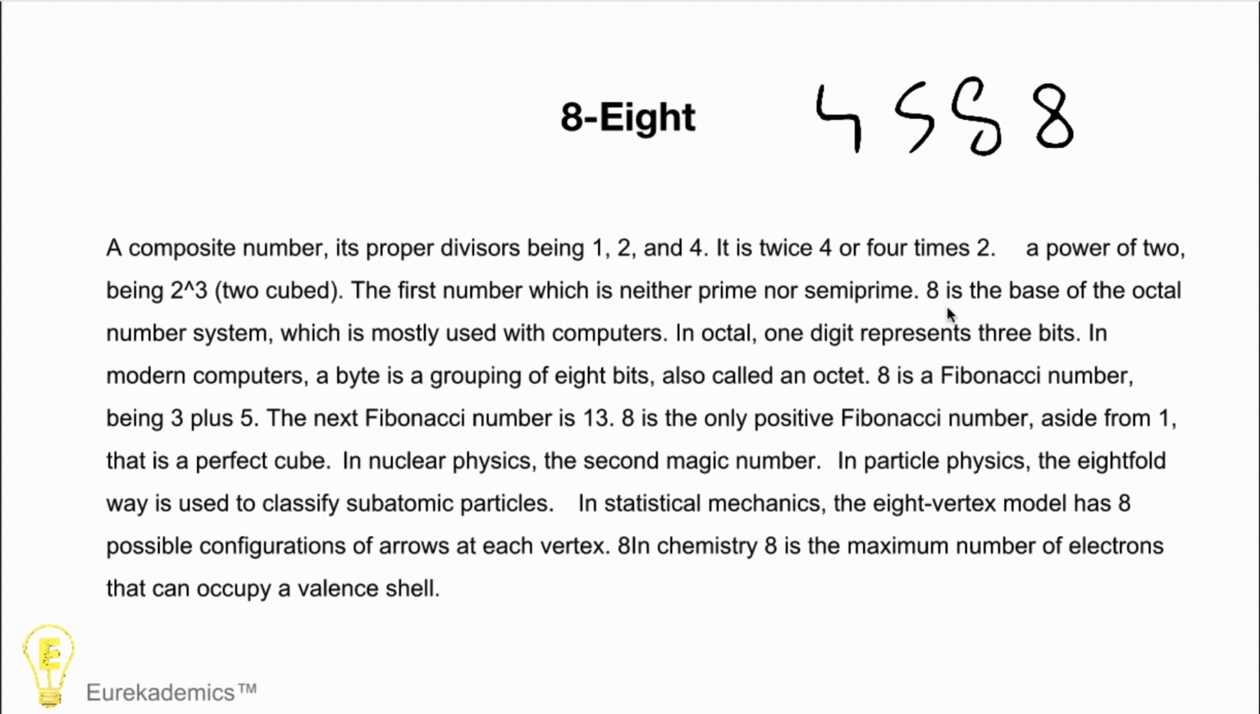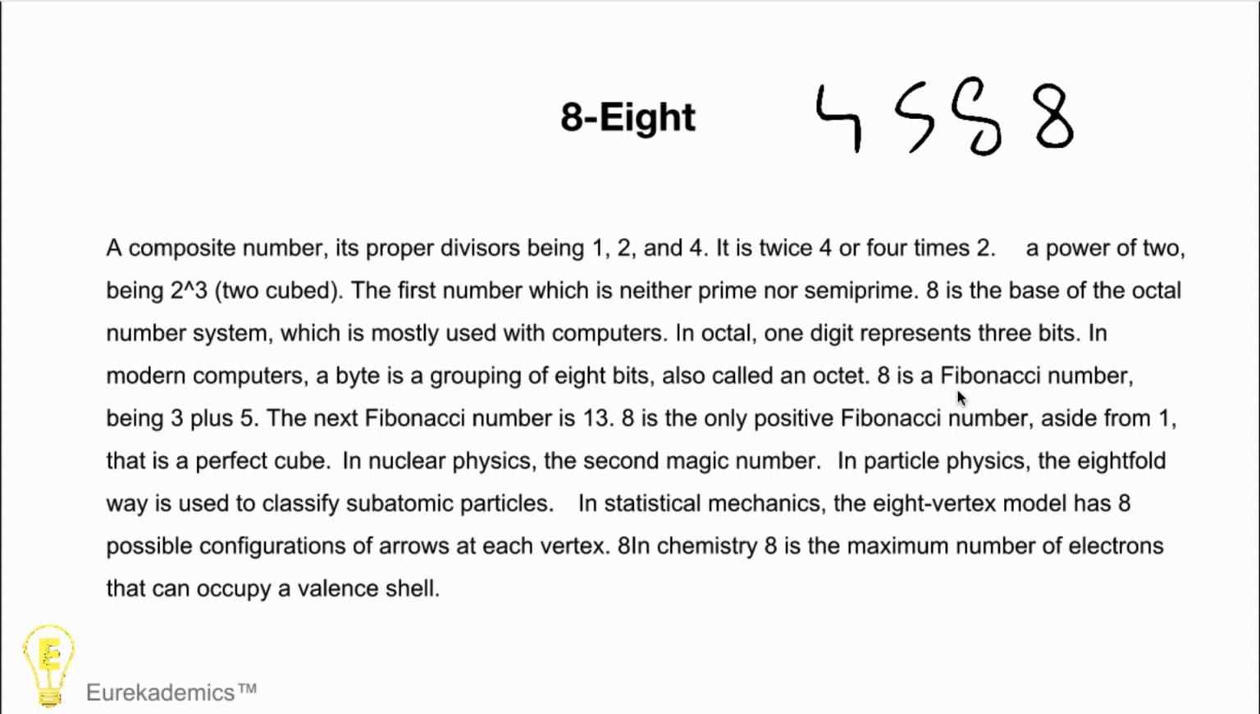8 is the base of the octal number system, which is mostly used with computers. In octal, one digit represents 3 bits. In modern computers, a byte is a grouping of 8 bits, also called an octet.